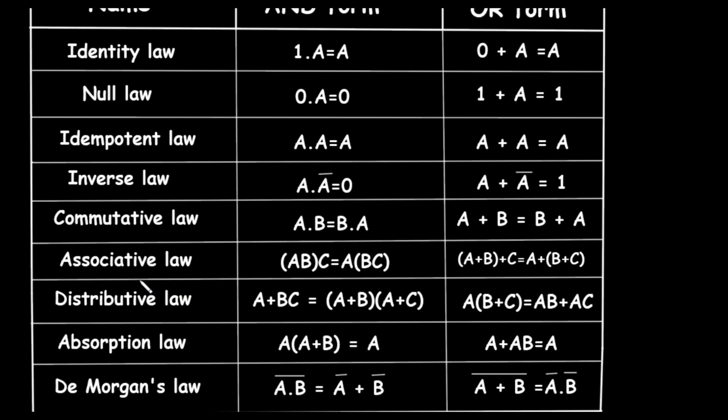Then next is associative law. This law also comes from regular math. It says that when you have 3 or more variables with the same operation, you can group them in any order. So here we can group them like this: A into B in bracket into C is equal to A in bracket B into C. So we can group them in any order in case of AND form and in case of OR form also.